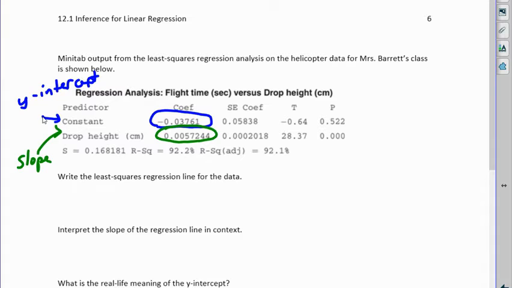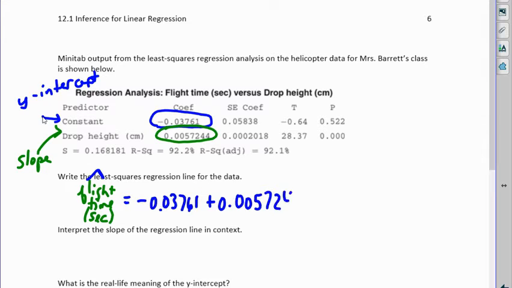And so this right here is the slope that we're going to be writing in our equation. So if we wanted to write a least squares regression line for this data, then I could say that the flight time, and that would be in seconds. And what do I need on the top of this? I need a hat to show that I'm predicting, will equal negative 0.03761 plus the slope of 0.0057244 times the drop height, and that would be in centimeters.